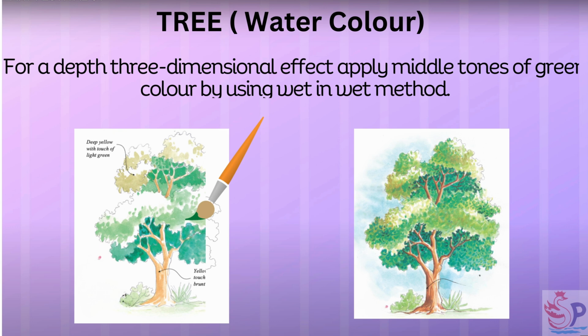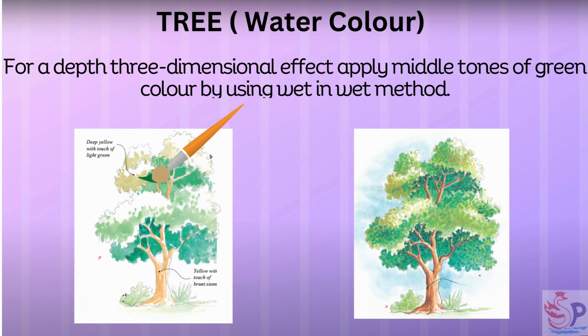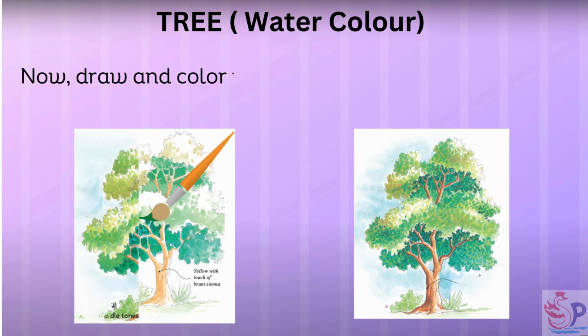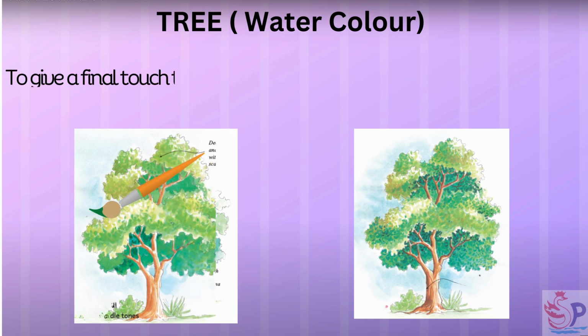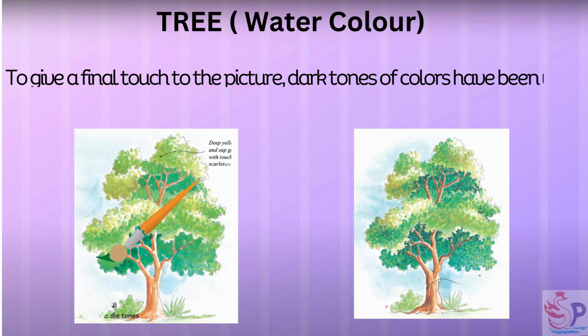Apply middle tones of green color by using the wet in wet method. Now, draw and color the tree with transparent colors. To give a final touch to the picture, dark tones of colors have been used.